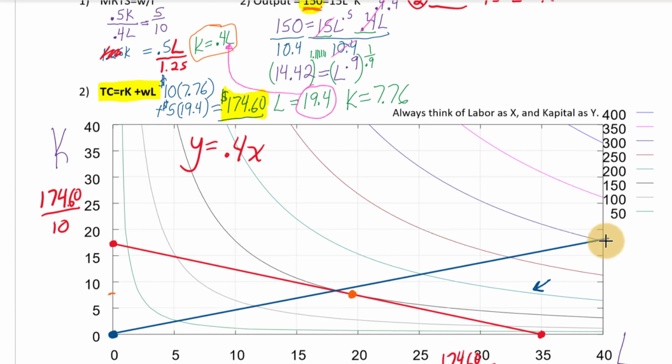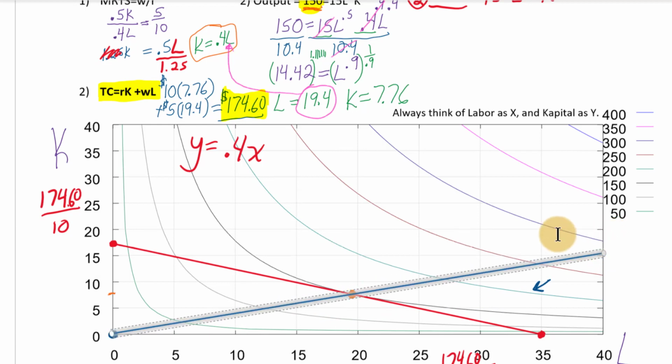Hey, wait a minute. We know that whatever line we draw has to go through that orange point that we solved before, right? Because all we're trying to do is come up with a graphical view of all these optimum points. And all these optimal points have to satisfy this equation, K equals 0.4L.